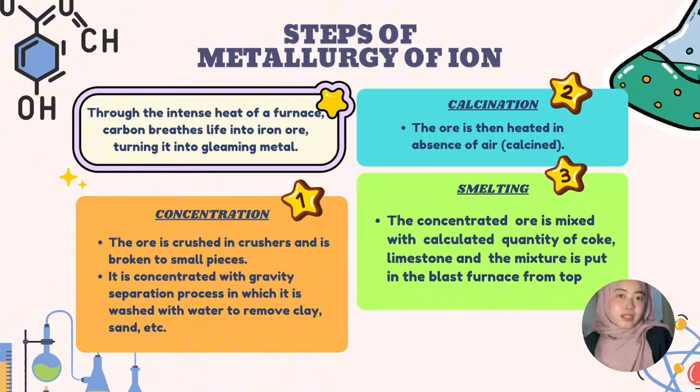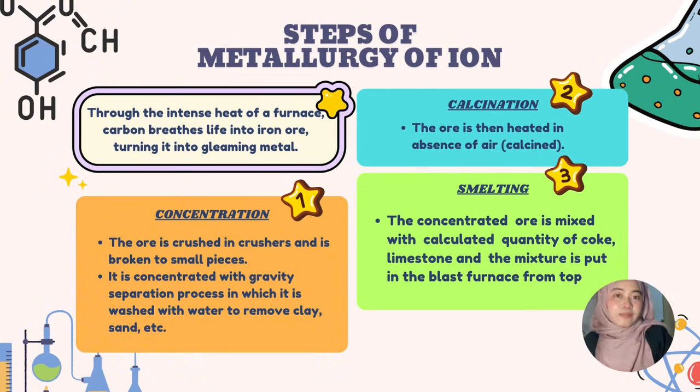Next is calcination. The concentrated ore is heated strongly but specifically in the absence of air. This process helps remove moisture and volatile impurities like sulfur or arsenic, and it decomposes carbonates like siderite into oxides, making the ore porous and ready for the final stage.